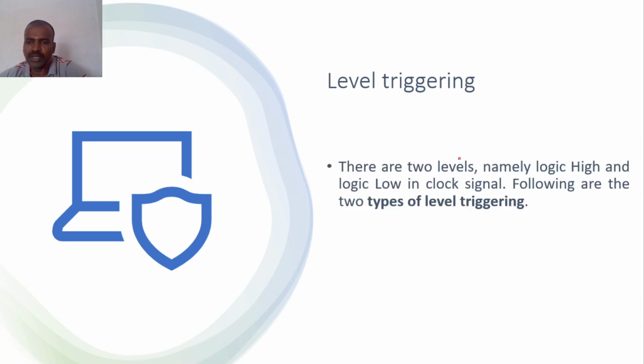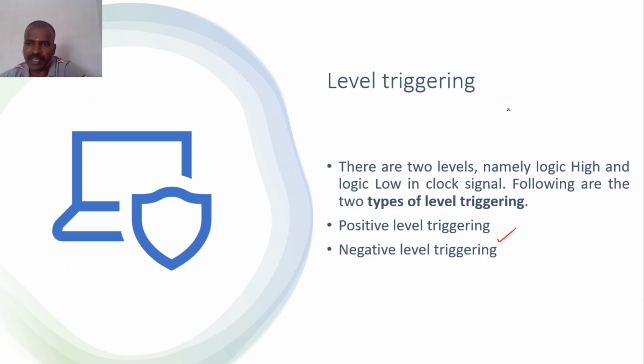There are two levels, namely logic high and logic low, in a clock signal. Following are the two types of level triggering. Just now I have explained: positive level triggering and negative level triggering. This is positive level triggering and this is negative level triggering.